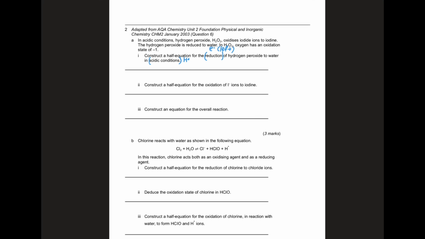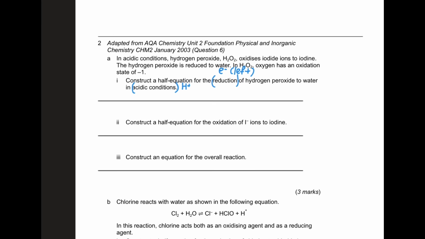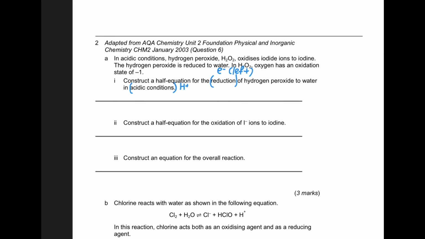Okay, now let's write down the equation. Hydrogen peroxide H2O2, acidic condition H plus, reduction, put electron, to water, they form water, H2O.